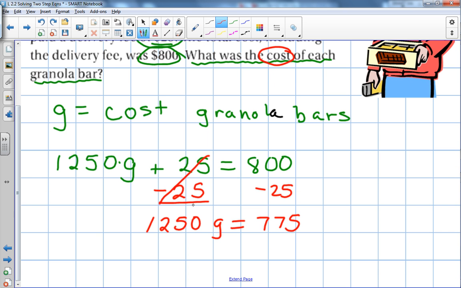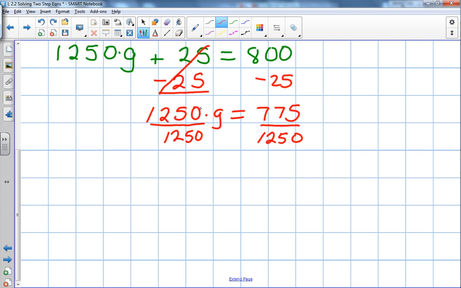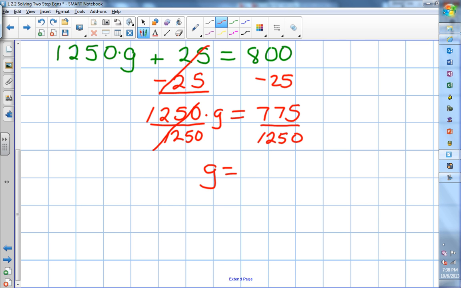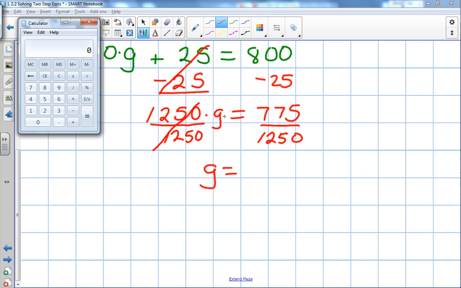And now that I've added or subtracted, now I'm going to look for multiplication or division. This is being multiplied, so I get rid of the multiplication by dividing 1,250 on both sides. And these numbers cancel out, and I'm left with G. Now, 775 divided by 1,250 is not a problem that you can do in your head. So I'm going to grab my calculator. 775 divided by 1,250.